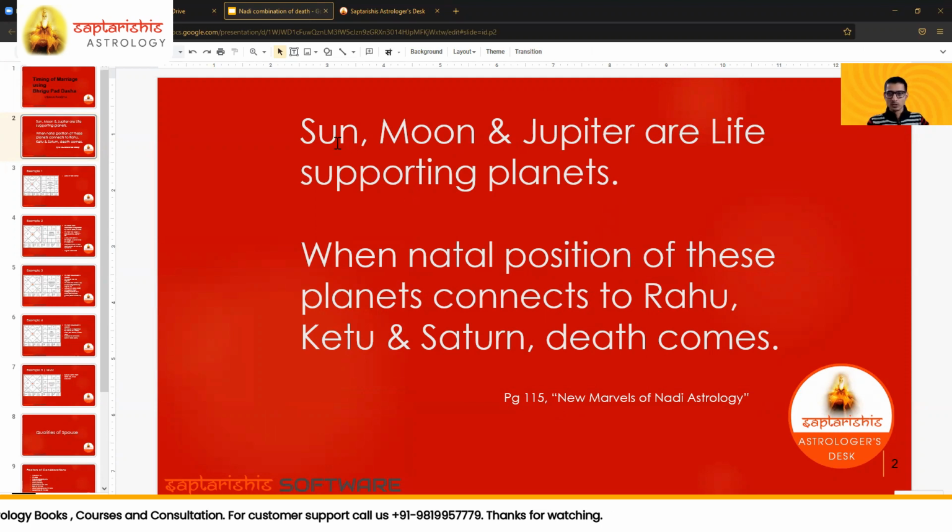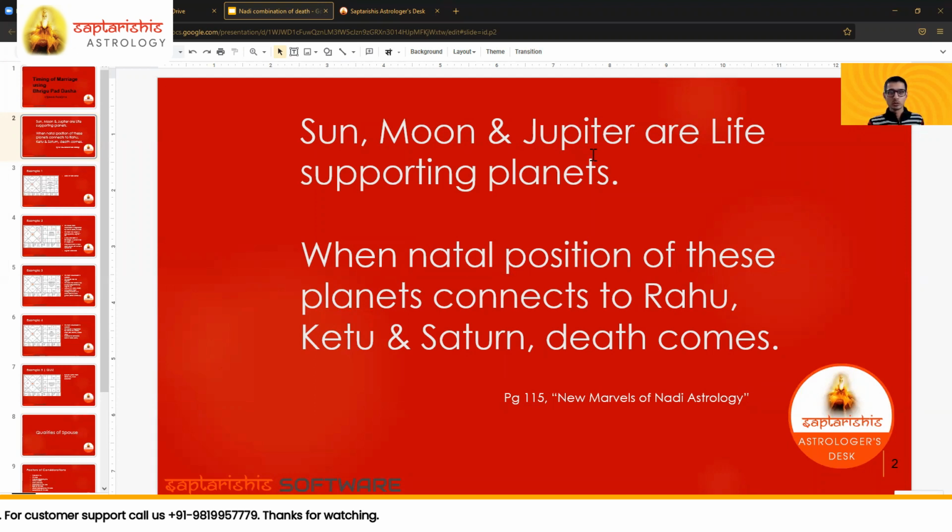So this is a dictum. Sun, Moon and Jupiter are the life supporting planets. These are the planets who give life. And when the natal position of these planets connects with the progressed Saturn, Rahu and Ketu, this is when the death happens.